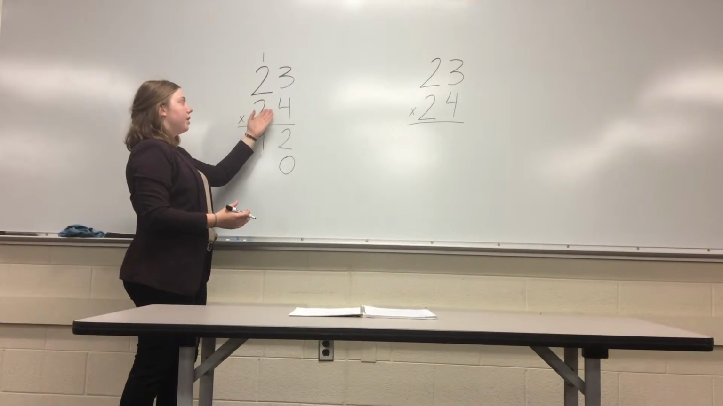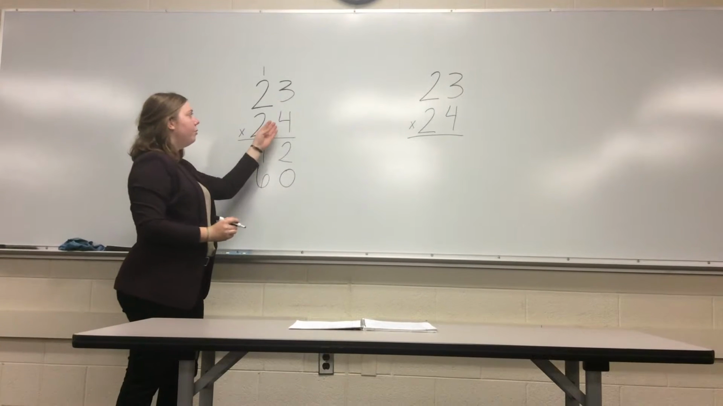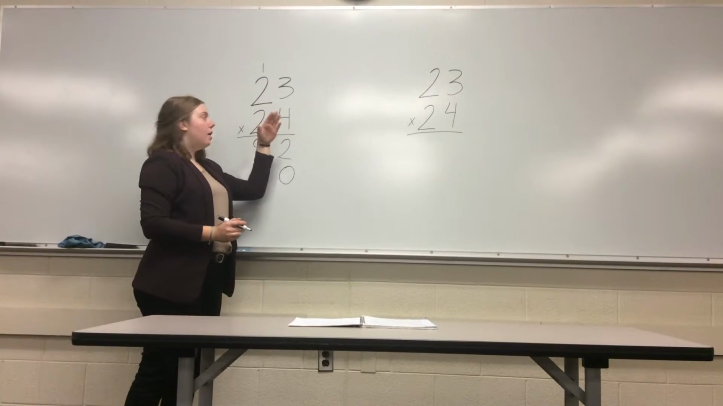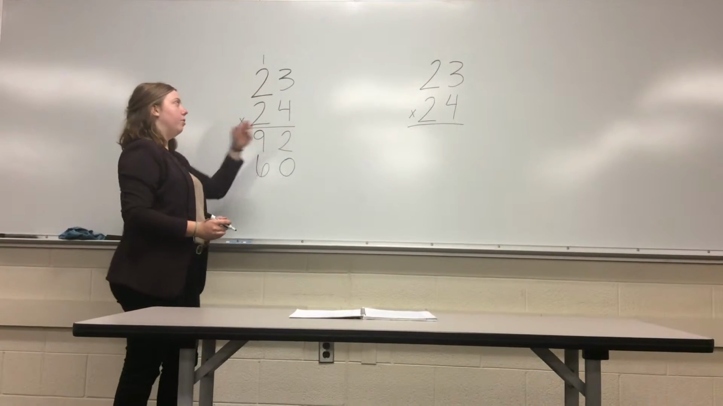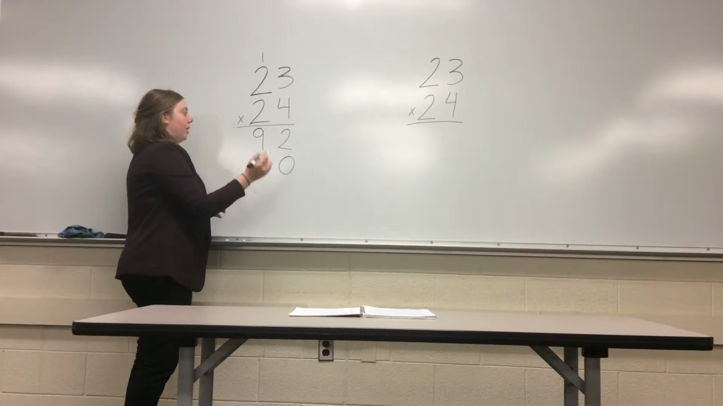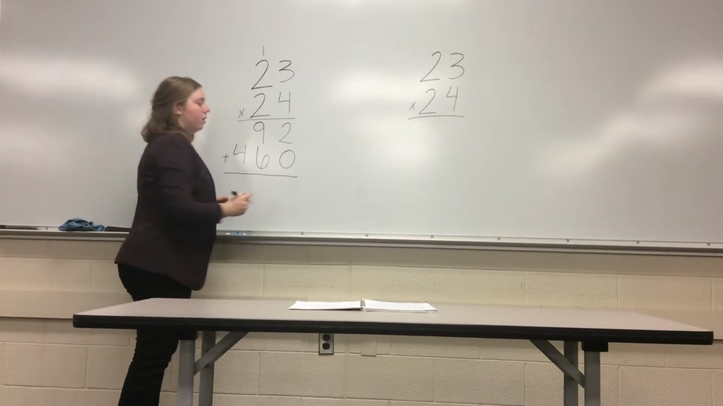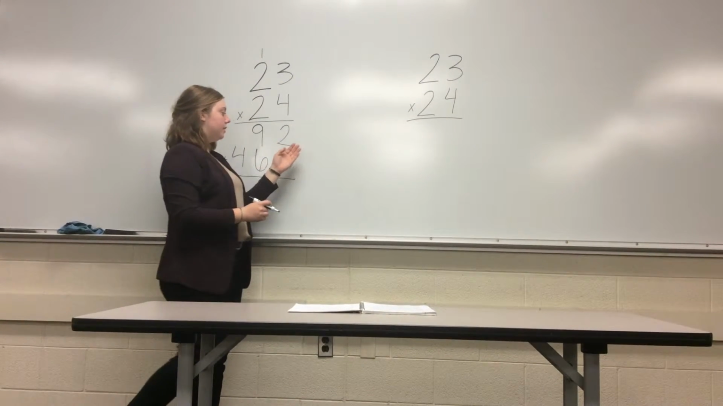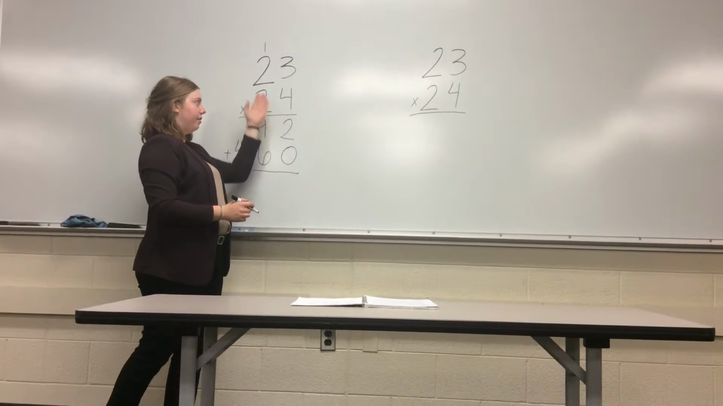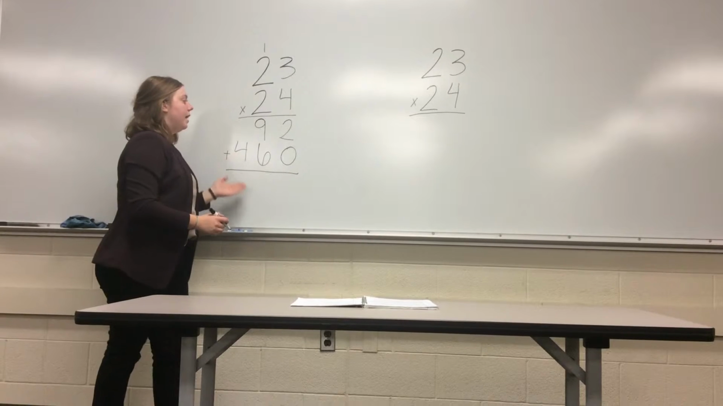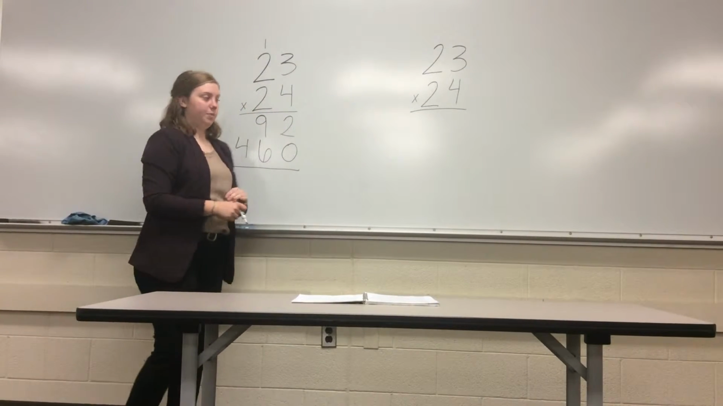So we're going to multiply 2 by 3, which is 6. And then we multiply our tens by tens, which is 2 times 2 in the tens spots, which is 4. Our last order is to add the 92 that we got from our first set of multiplication and the 460 from our second set of multiplication.